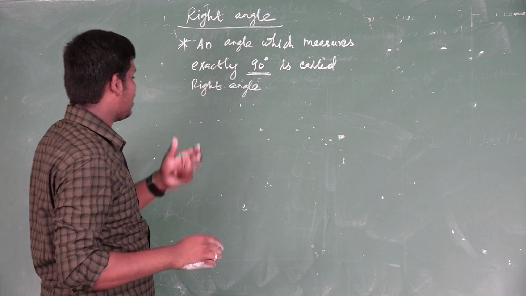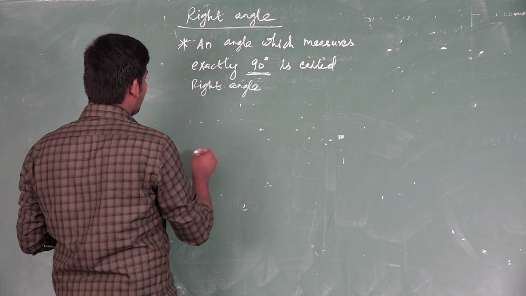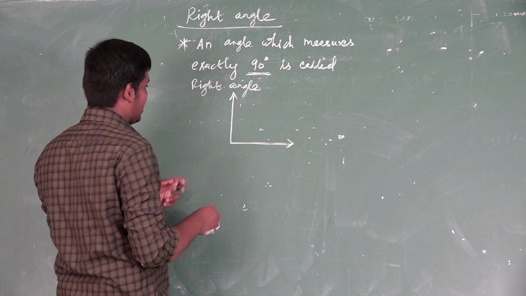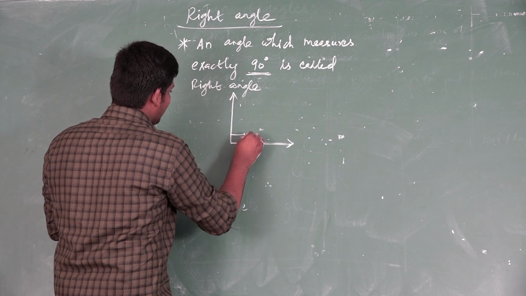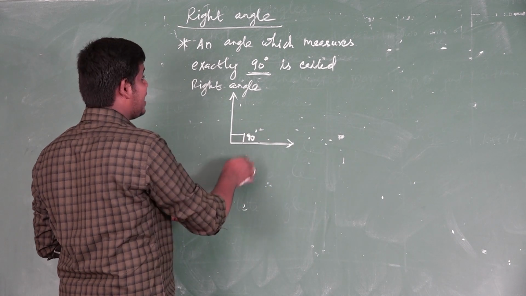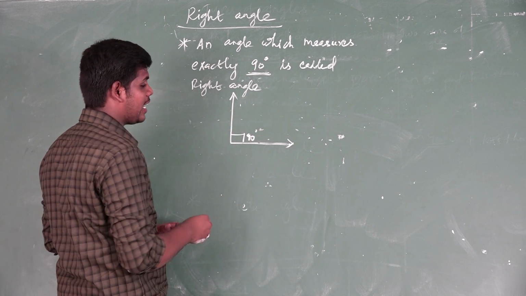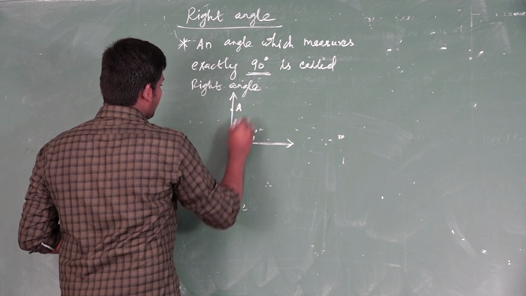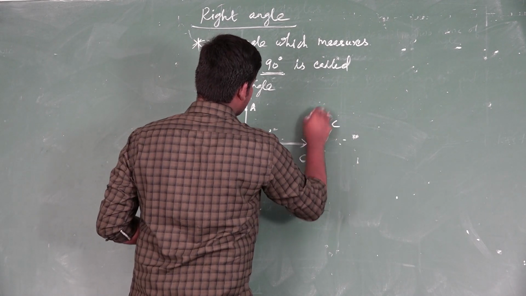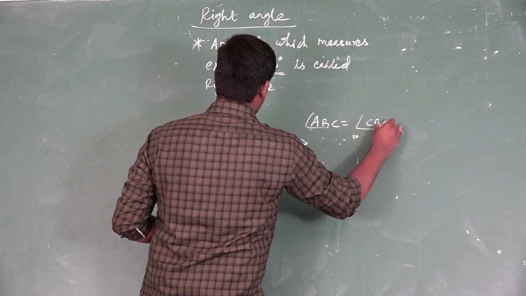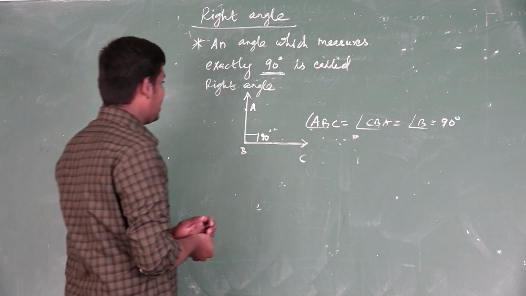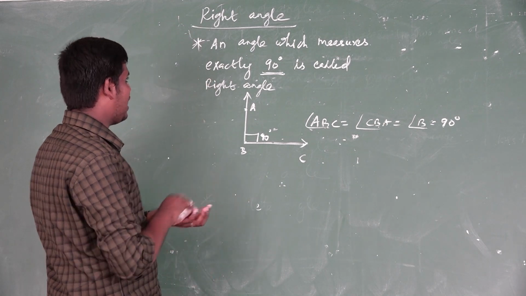So ABC is a right angle. How can we draw a right angle? So right angle is always what? A straight line, so 90 degree. That's why we are writing here 90 degree. So angle ABC is equal to angle CBA, which is equal to 90 degree. This is the explanation about right angle.